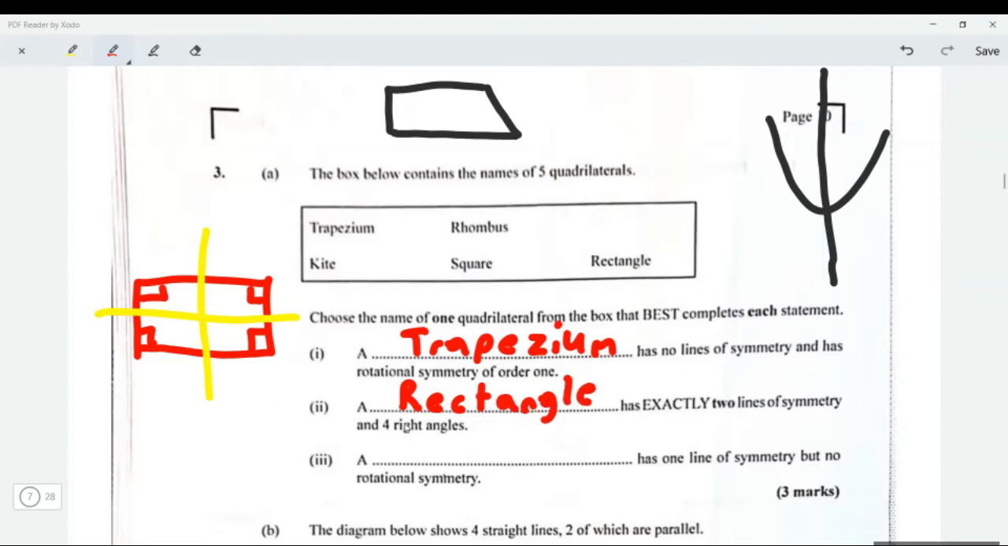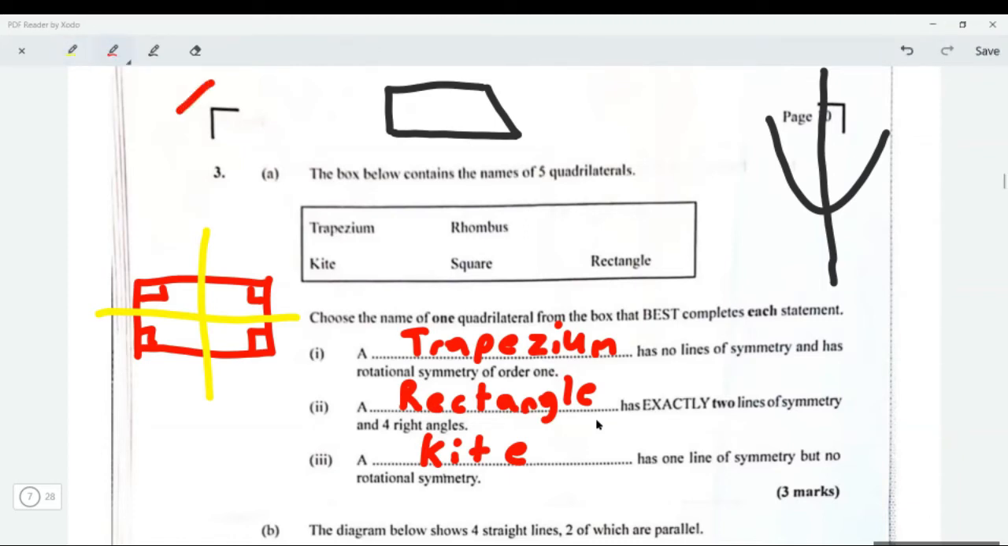All right, now this says a dash has 1 line of symmetry. That 1 line of symmetry is going to be the kite. From all the options we have right there, that's the kite. It couldn't be the rhombus and it couldn't be the square. So the only option remaining is the kite. A kite has 1 line of symmetry, and the line of symmetry just means that we can cut it in half.